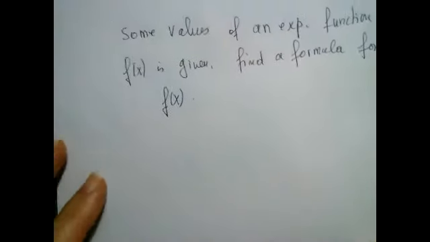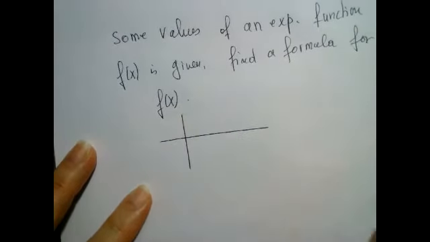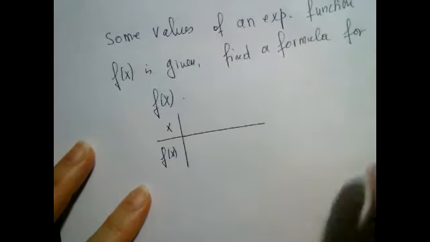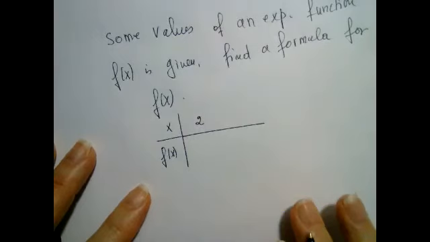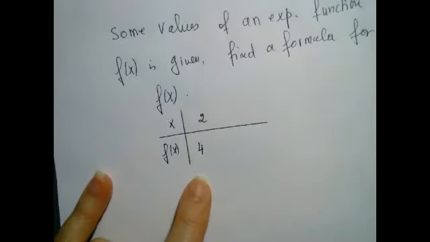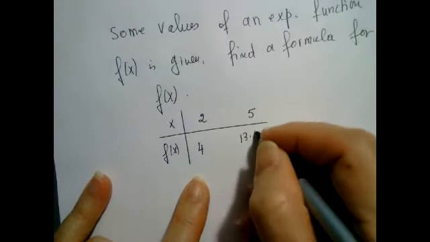F of x. Okay. So I'm going to give you this is x, this is f of x. And at 2, so I'm not giving you the initial value. At 2, the function takes the value 4. And let us see, at 5, the function takes the value 13.5.